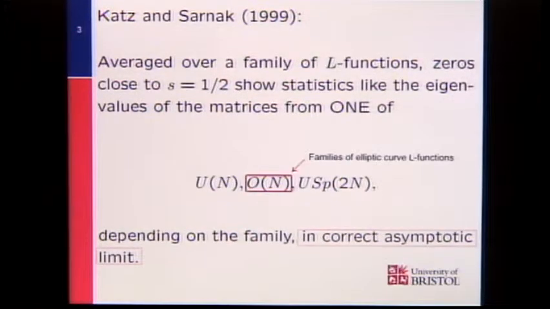Since we're talking about elliptic curves, the group that we'll be interested in is the orthogonal group, so orthogonal matrices. Katz and Sarnak also tell us, as a word of warning, that we expect this connection between the statistics of the zeros and the statistics of eigenvalues in some appropriate asymptotic limit. In your family of L functions, there's usually a parameter. It may be the number of L functions in the family, or it may be some parameter that orders the L functions in the family. It's as that parameter goes to infinity that we expect to see the statistics of random matrices showing up. That will be particularly important in this talk.